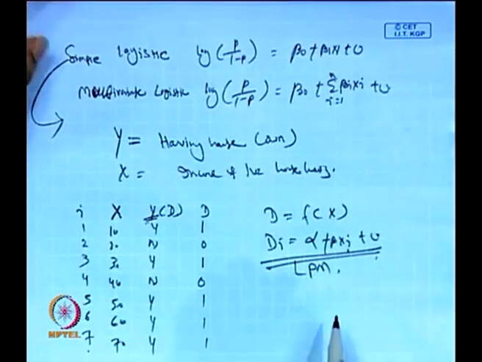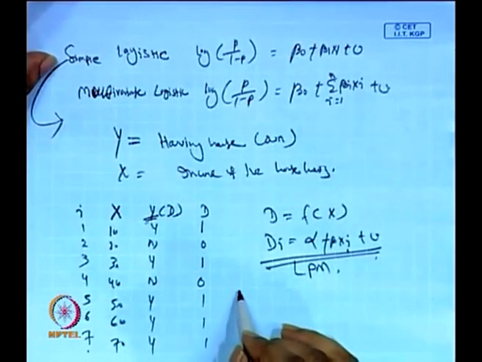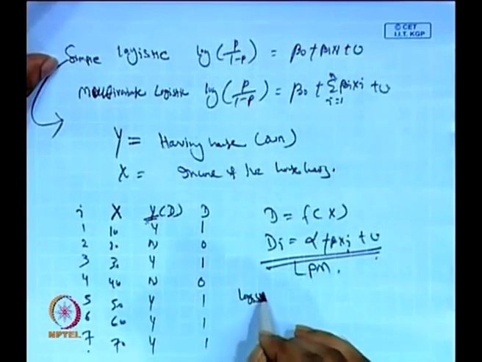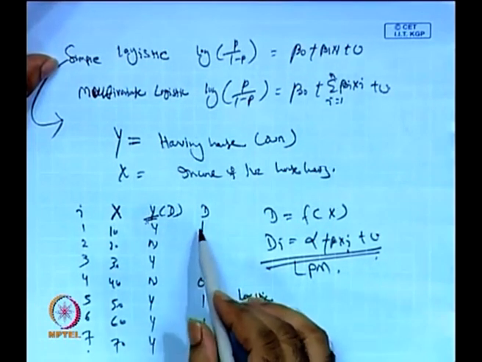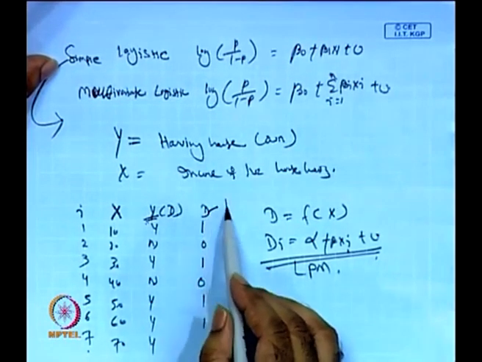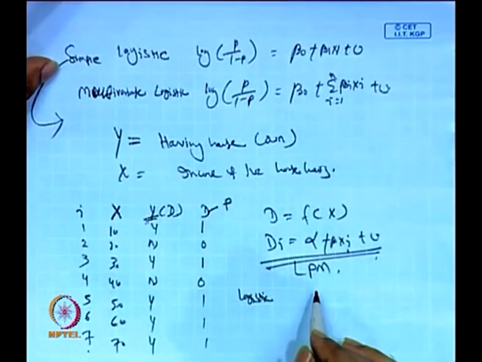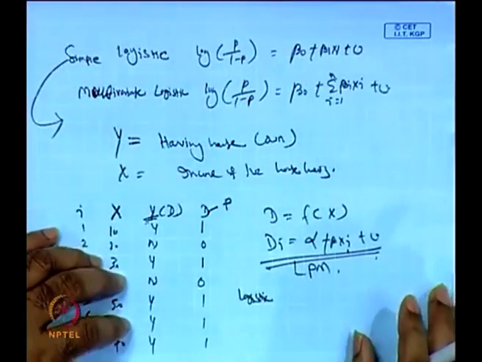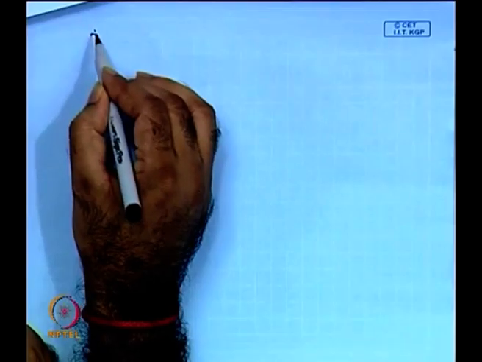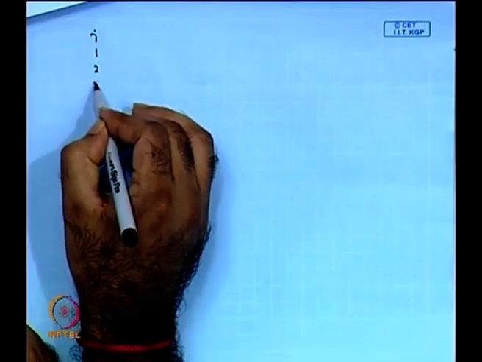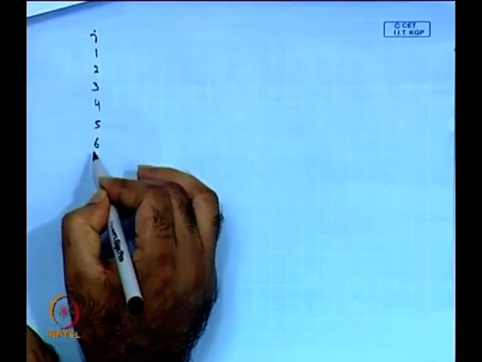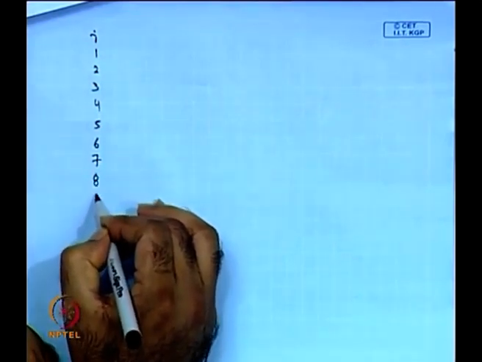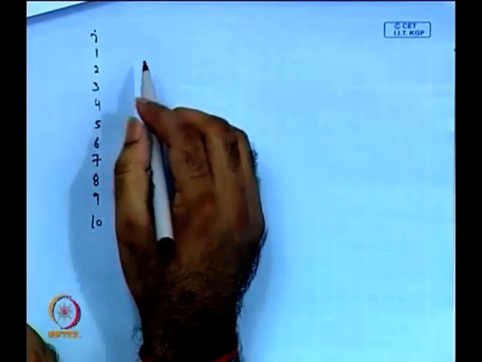But now, if we apply logistic models, for the logistic case this is represented as P. P is the probability of success, and then obviously we will determine 1 minus P, the probability of failure. So let me put it another way. Here i equal to 1, 2, 3, 4, 5, 6, 7, 8, 9, 10. Okay, so we will take original figures here.